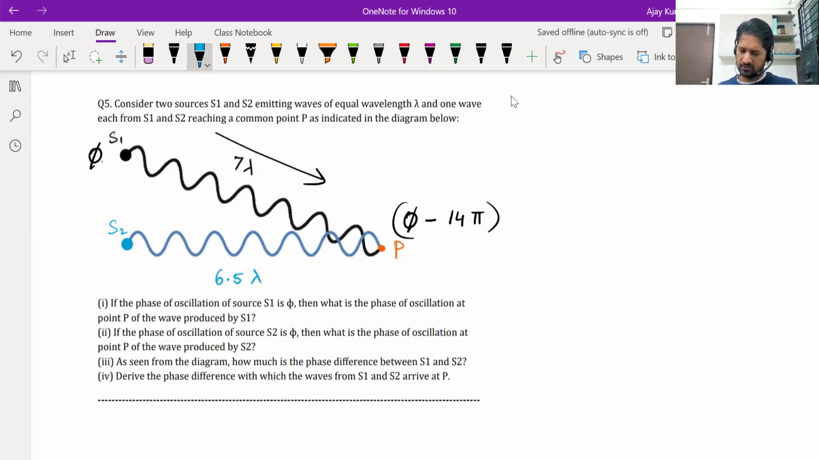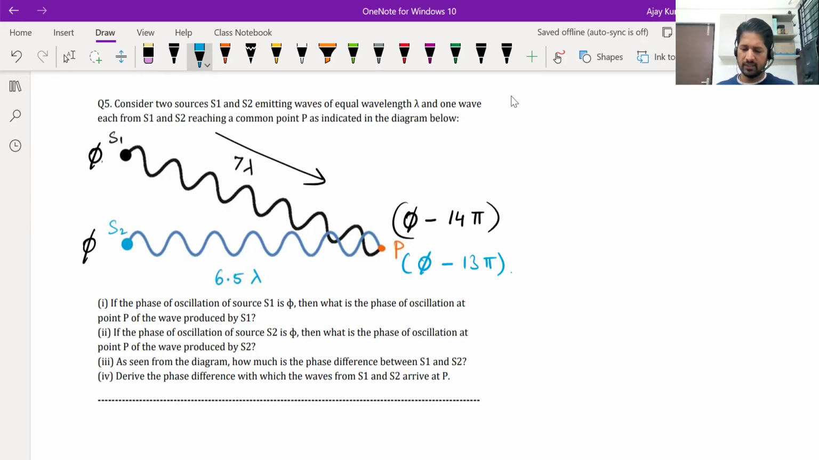Next, if the phase of oscillation of S2 is phi, the two sources are in phase, so this phase also I'm taking as phi itself. Then what is the phase of oscillation at point P produced by the wave coming from S2? Same logic you will use again. For every wavelength, the phase difference is 2 pi. Now, the distance from S2 to P is 6.5 wavelengths. So the phase there will be phi minus 6.5 into 2 pi, that is 13 pi.